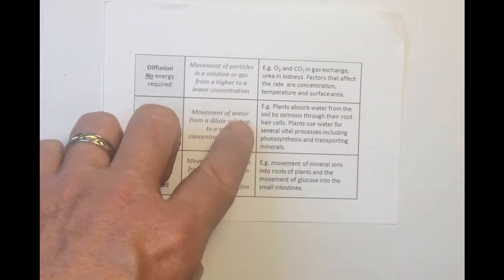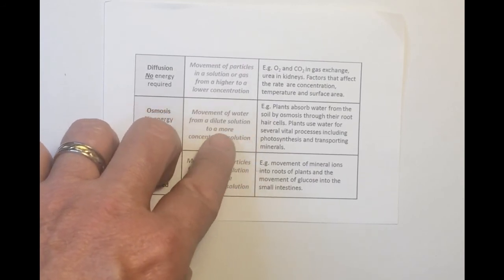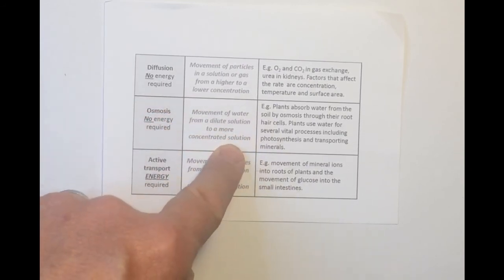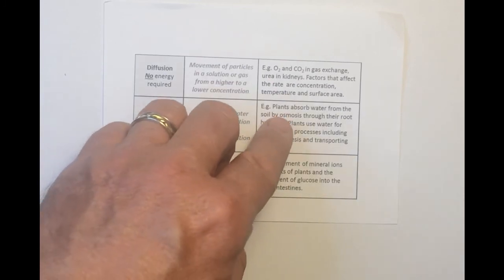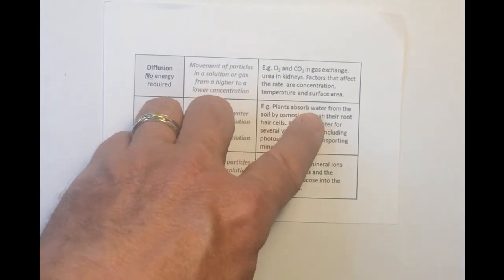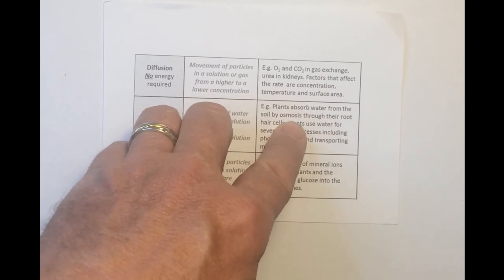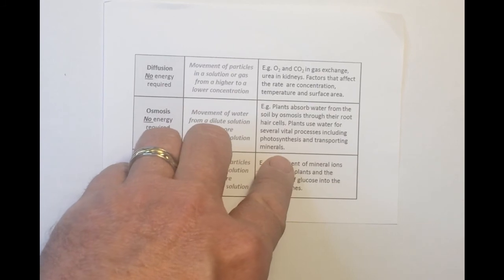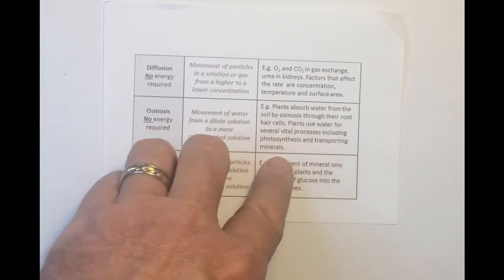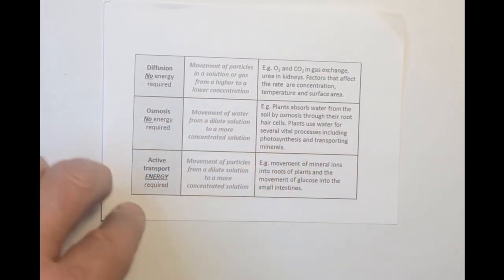Osmosis is the movement of water from a dilute solution to a more concentrated solution. Again, no energy is required. An example of this is a plant absorbing water from the soil by osmosis through their root hair cells, and then the plants need that water for photosynthesis and transporting minerals.